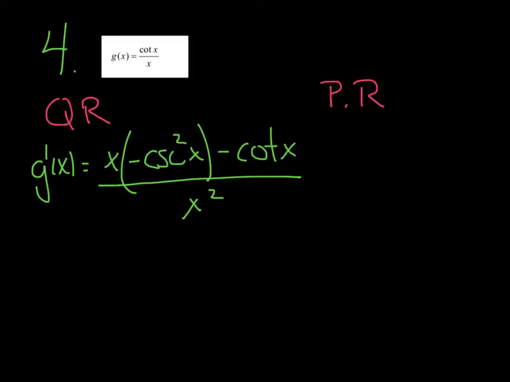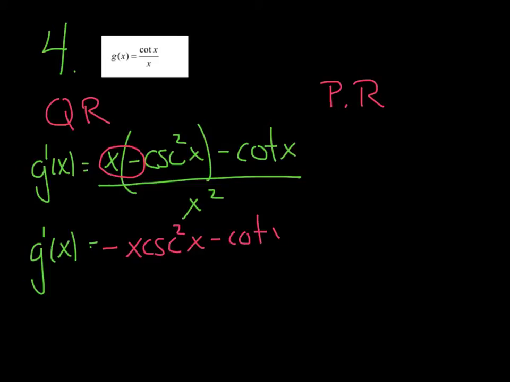So I've got my low d high minus high d low, and the d low was just 1 over low squared. And lastly, to clean that up, I'm just going to pull out, make sure you pull that negative out there. So I'm going to say that's negative x cosecant squared x minus cotangent x all over x squared.